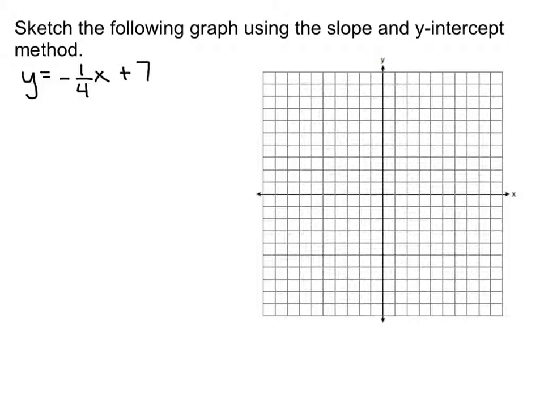Sketch the following graph using the slope and y-intercept method. y equals negative 1/4 x plus 7. So a slightly different example from the last. Again, you will notice that the equation is in slope-intercept form, y equals mx plus b. And the first thing you will want to name would be the slope. And I'll look at this as the slope is negative 1/4.